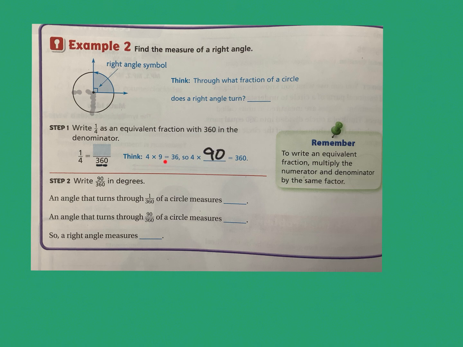They kind of walk you through this. 4 times 9 is 36. So 4 times 90 equals 360. So I did 4 times 90 here. And if I did times 90 to my denominator, then I must do times 90 to my numerator to keep the fraction equivalent. 1 times 90 is 90. And so we write 90/360ths in degrees. That's what we came up with. An angle that turns through 1/360th of a circle measures 1 degree. And an angle that turns through 90/360ths of a circle is 90 degrees.